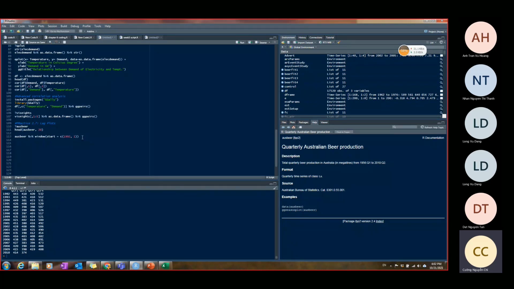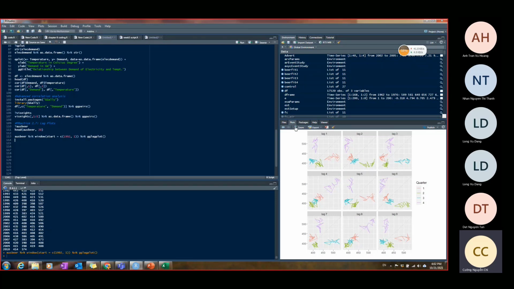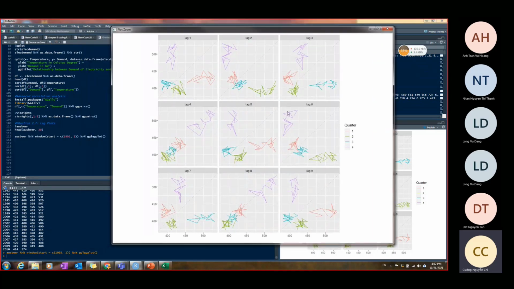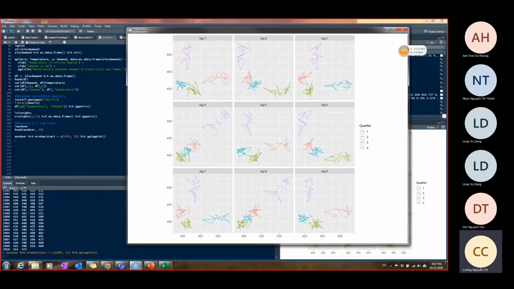Okay, and next, I'm going to start the ggplot. Okay, I generate the lag plot, and this is what I generated. This is the same as what we can see in the textbook, and you can see over here that the current data, in this quarter, is not related to the last one. The current data is not related to the last one.